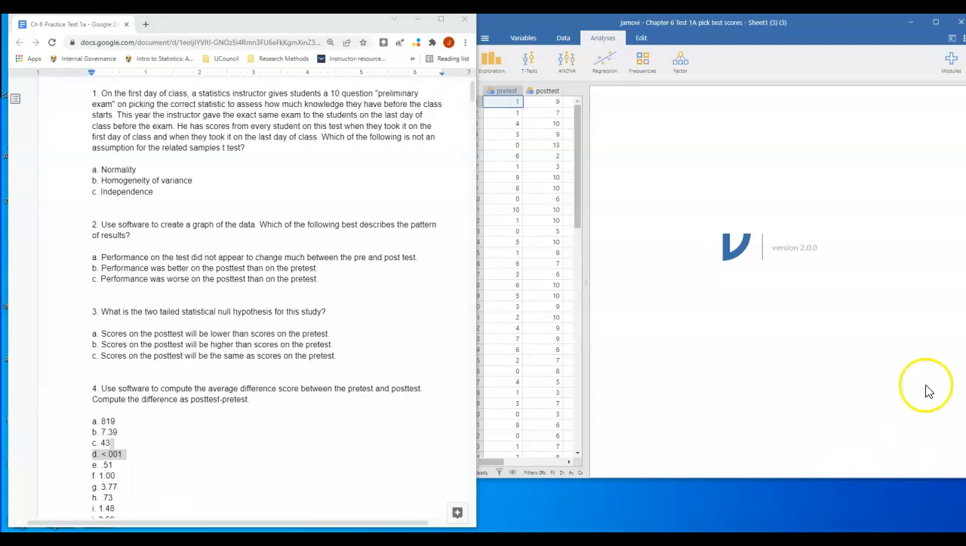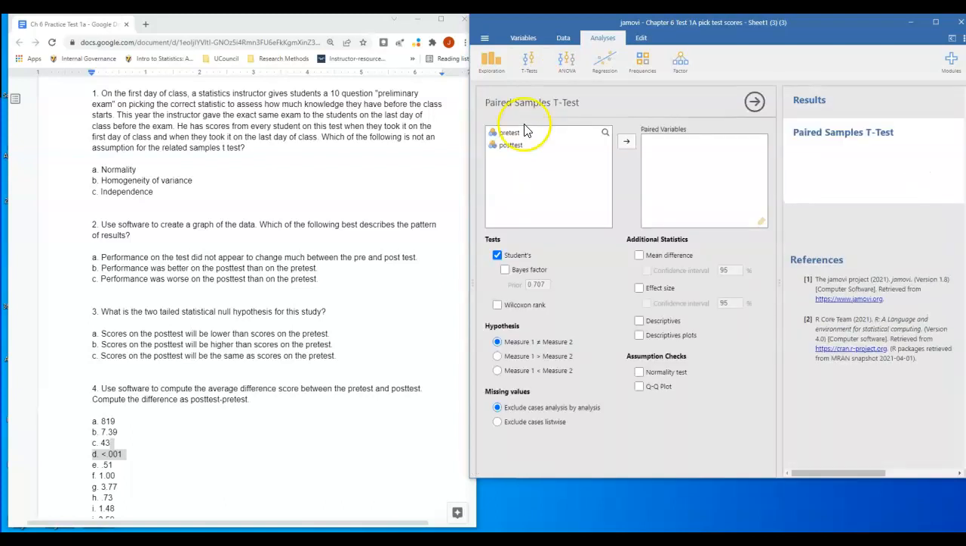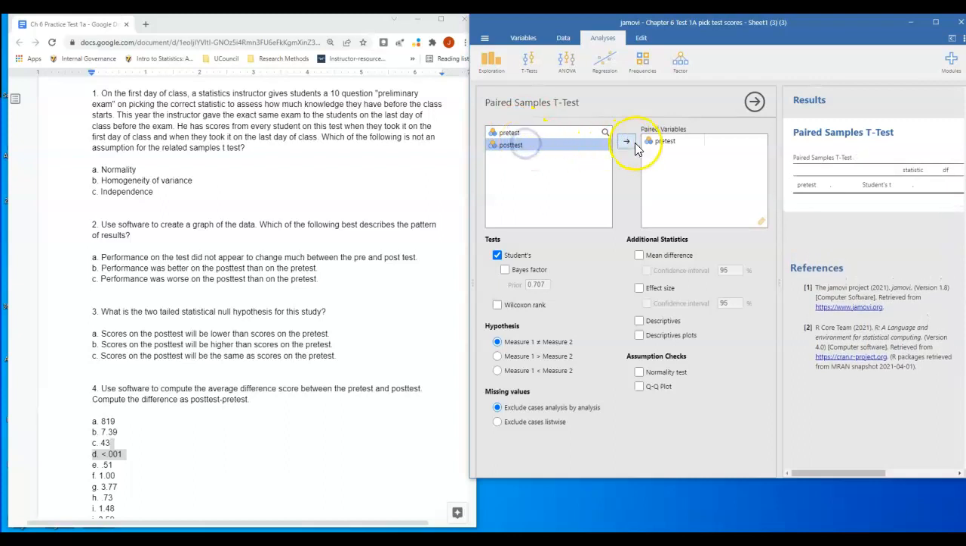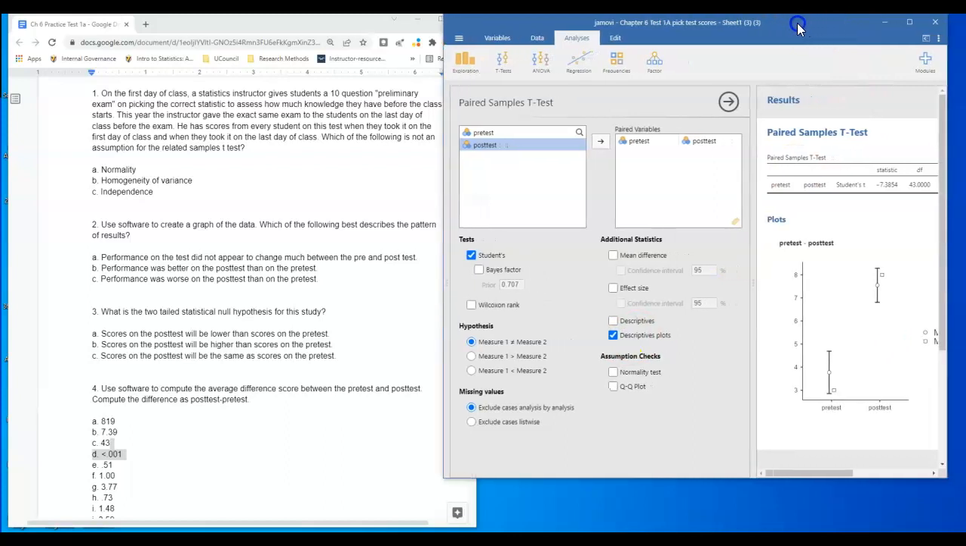Okay, next we ask you to use software to create a graph of the data. And which of the following best describes the pattern of results? So to create the graph, I'm going to go ahead and run the t-test by clicking on t-test, paired samples t-test. And then I'm going to look at pre-test scores and post-test scores, moving them into the paired variables box. And I am going to look for a descriptive plot to see the graph of our data here. Okay. So if you look over to the right, you can see that pre-test scores were quite a bit lower than post-test scores. So performance seemed to be better on the post-test than on the pre-test.